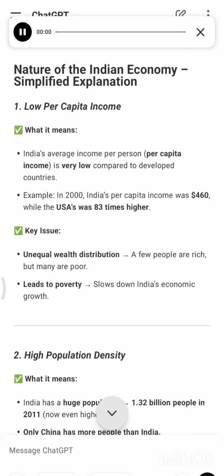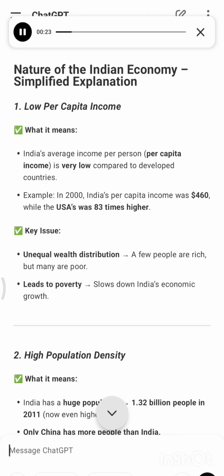Nature of the Indian economy, simplified explanation. 1. Low per capita income. What it means, India's average income per person, per capita income, is very low compared to developed countries. Example, in 2000, India's per capita income was $460, while the USA's was 83 times higher.